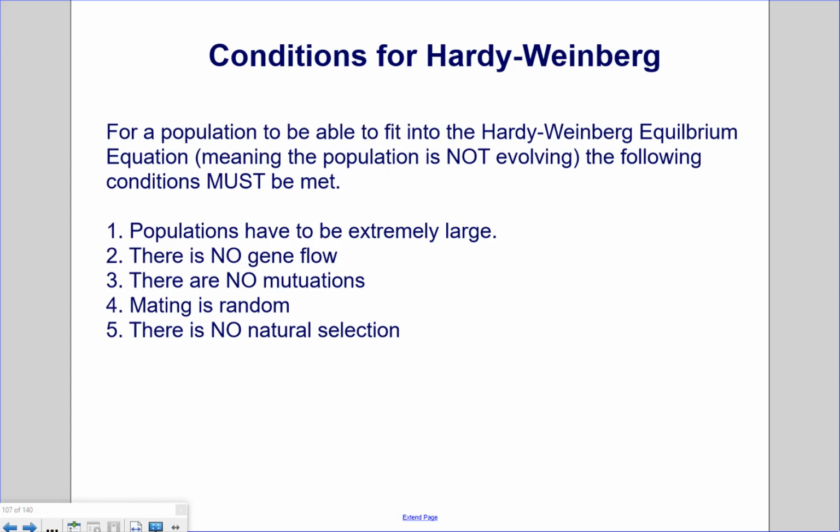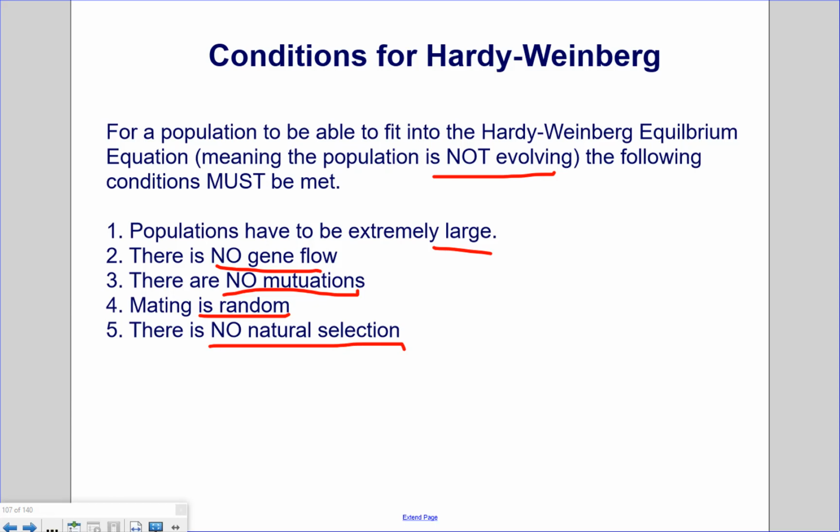Conditions for Hardy-Weinberg. For a population to be able to fit into the Hardy-Weinberg equilibrium equation, meaning the population is not evolving, the following conditions must be met. Populations have to be extremely large, there must be no gene flow, there are no mutations, mating is random, and there is no natural selection.